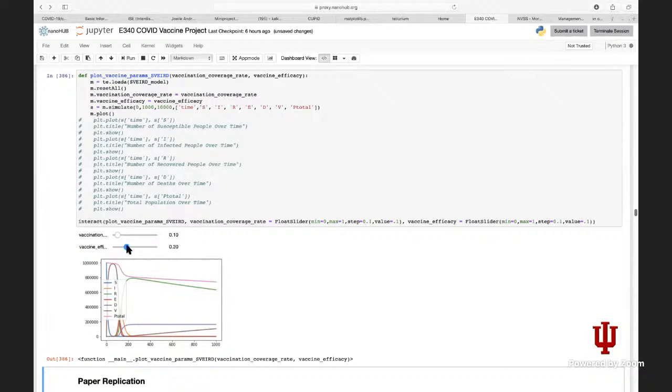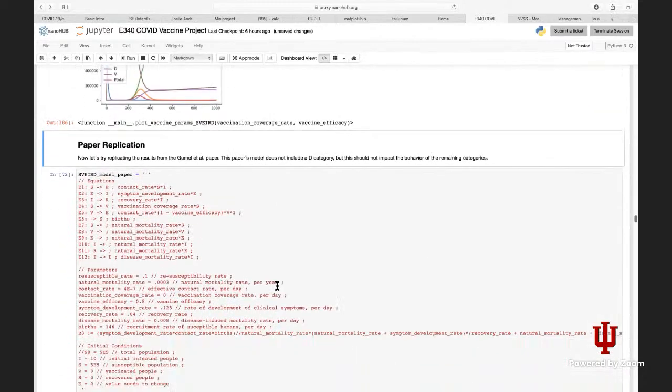Right, so where were we? We were increasing the vaccine efficacy. And once again, as we increase the vaccine efficacy, we're having everything kind of being postponed due to the vaccine. I believe we're also seeing the number of infected individuals decreasing. Yeah, that peak is decreasing over time and flattening out, which is what we want to see.